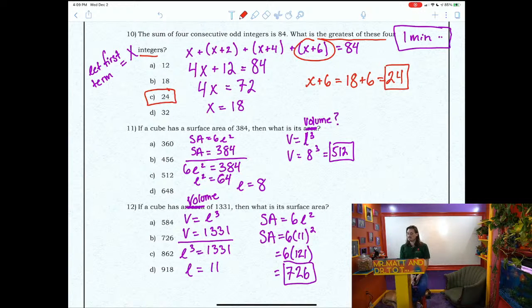Number 11, if the surface area is 384, then setting 384 equal to 6L squared, we can solve for L being equal to 8, and then substituting that into the volume equation.